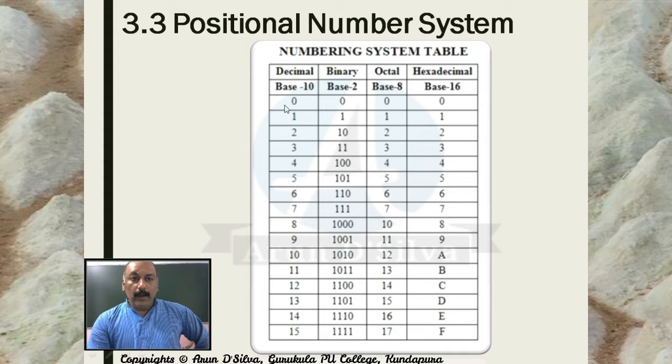See here, in all number systems 0 is common, the same value. And when it comes to 1, in all number systems 1 itself is there. In the decimal number system 2 is there, but in the binary number system it becomes 1 0, while octal remains 2 and hexadecimal remains 2. Decimal 3 becomes 1 1 in binary, but octal remains the same, hexadecimal remains the same. Similarly, 4 becomes 1 0 0, but octal and hexadecimal remain the same.